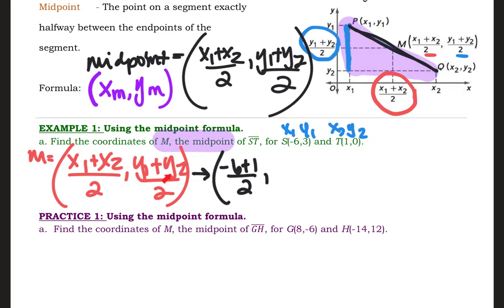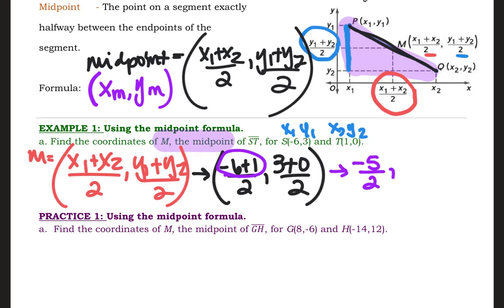All right, now we're going to do the y's. What are your 2 y's? 3 and 0. So we're going to do 3 plus 0 divided by 2. And now we're just going to add the numerator, okay? So what's -6 plus 1? -5. -5 divided by 2.